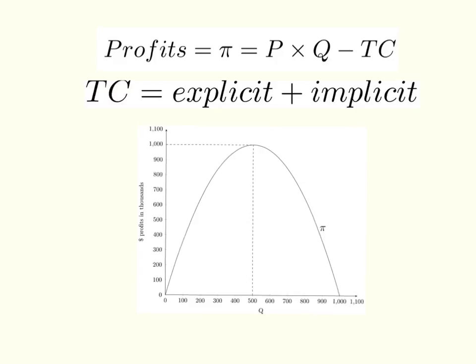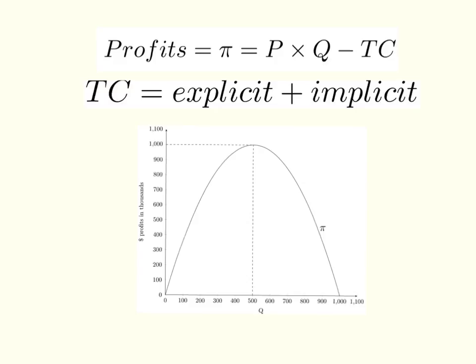So really the whole point of all this discussion is to say that firms are looking for profit maximizing quantity. They're looking for that quantity that literally is the peak of their profit function. Here we can see that for this particular firm, their profit maximizing quantity was 500 units.